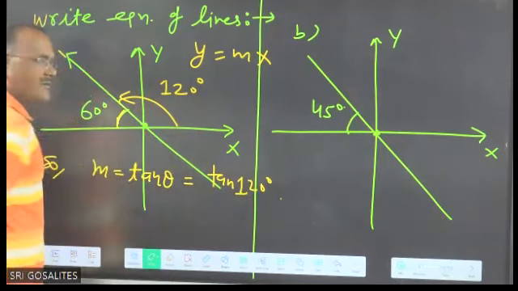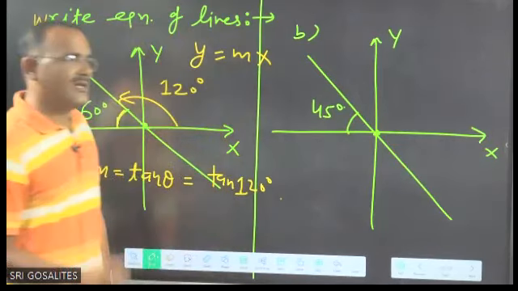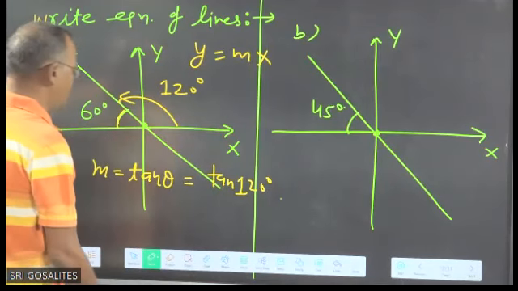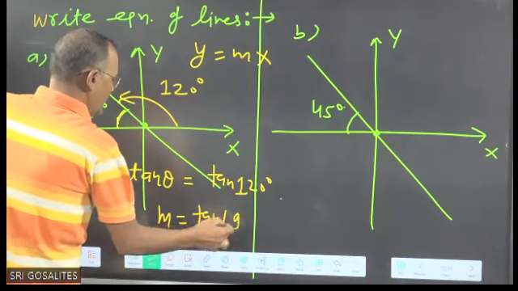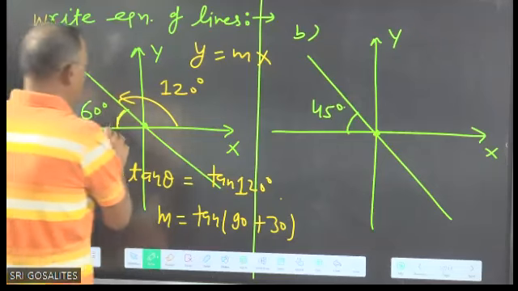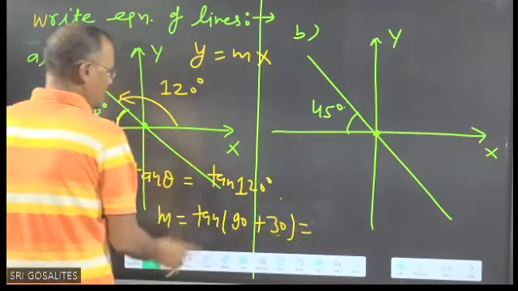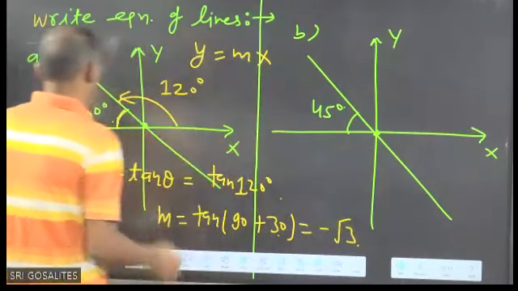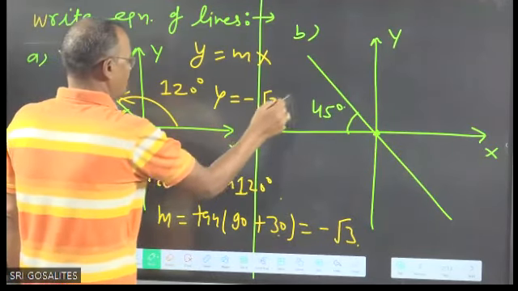So what's the value of tan 120? 90 plus 30. What is the tan 120 then? tan goes into cot 30. Cot 30 means tan 60. 90 plus 30. This is 60, so 120. 90 plus 30. This will be minus root 3. So what is the equation of the line? y equals minus root 3 x.